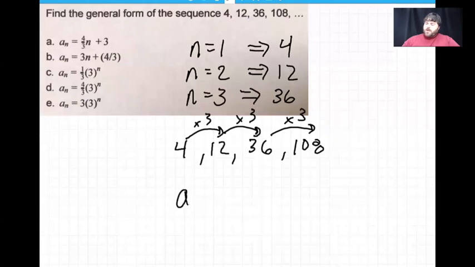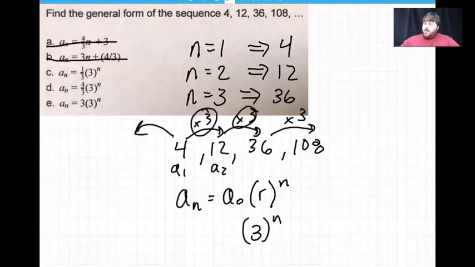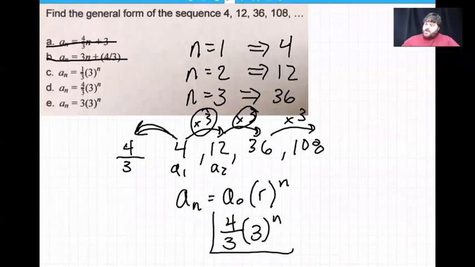So that means, remember, my geometric sequence is basically your starting point times your common ratio to the power of n. That's our formula. So our ratio is 3, right? So it's going to be 3 to the n. That means I can eliminate choice B and choice A. Well, those are arithmetic sequences, so those are definitely wrong. The question is, what is A0? Remember, this is A1, A2. So what if we went back in time? Notice we're multiplying by 3 each time to get bigger. When we go back in time, we'd be dividing by 3. So what is 4 divided by 3? Well, it's 4/3. So that means that has to be our A0. So 4/3 times 3 to the n.